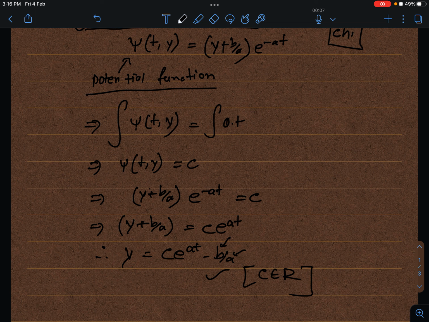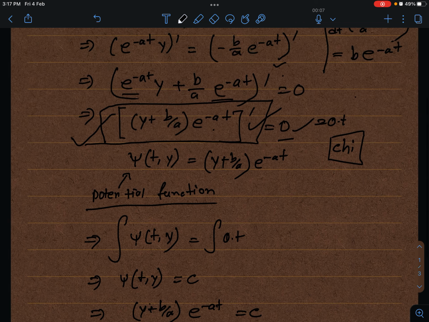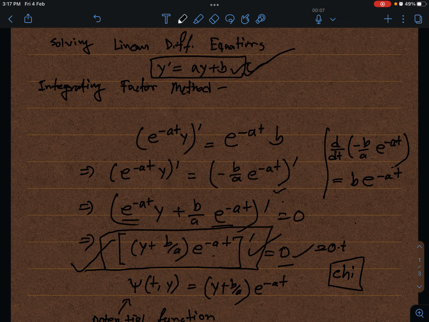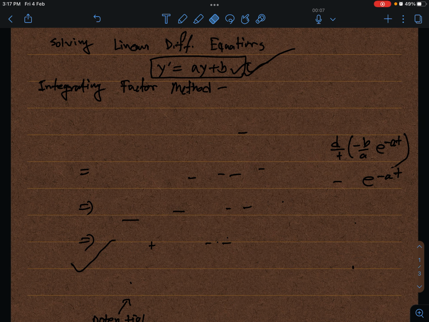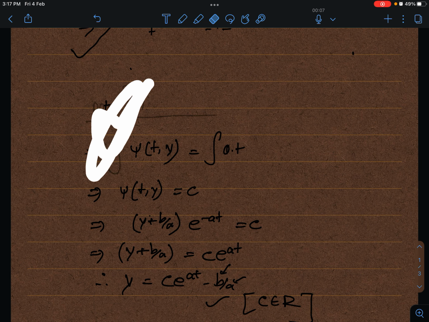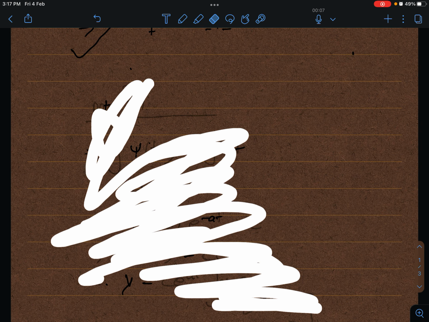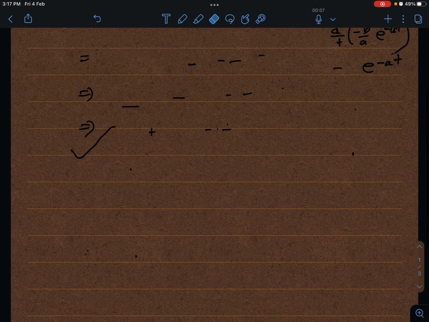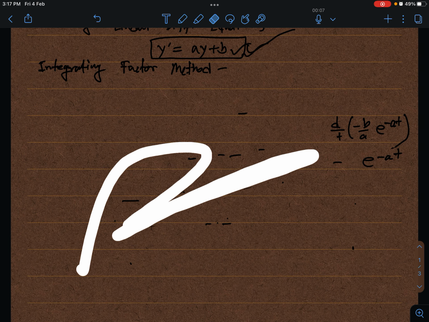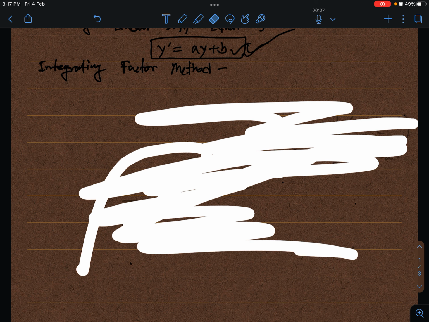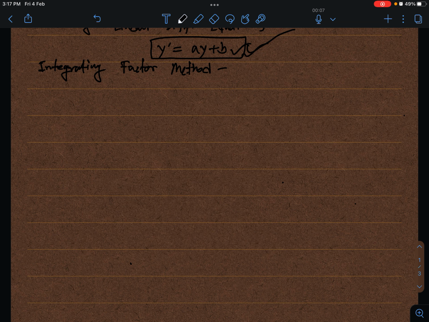You might say that this integrating factor method is a longer approach than the previous one, but it can solve any sort of linear equations, with either constant coefficients or variable coefficients. So this is very useful. Let's see an example of how to solve linear differential equations with the integrating factor method.